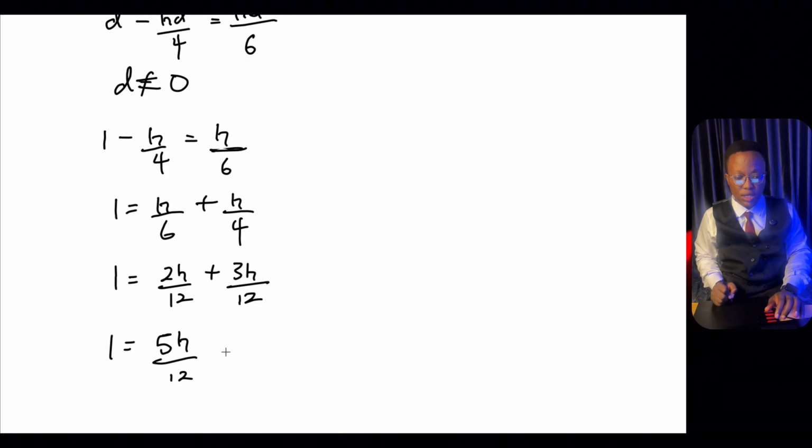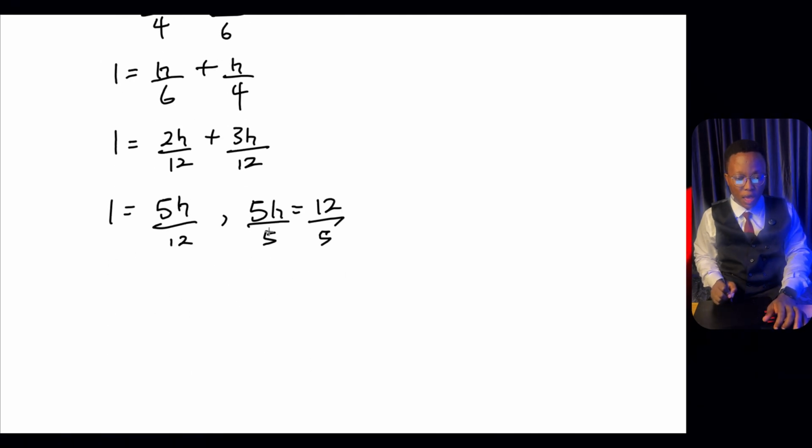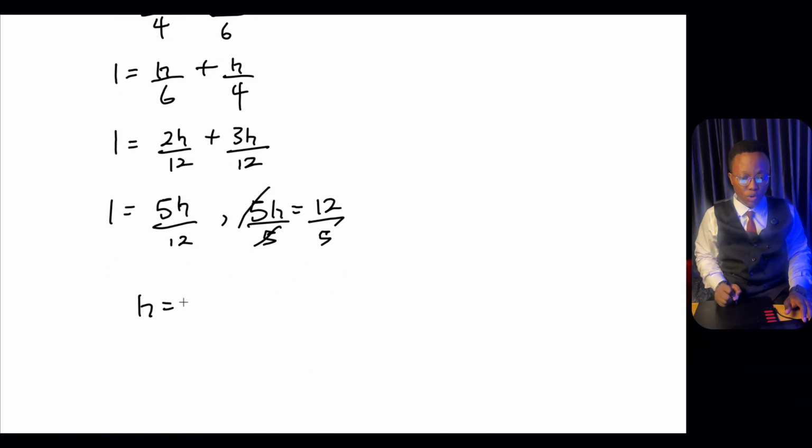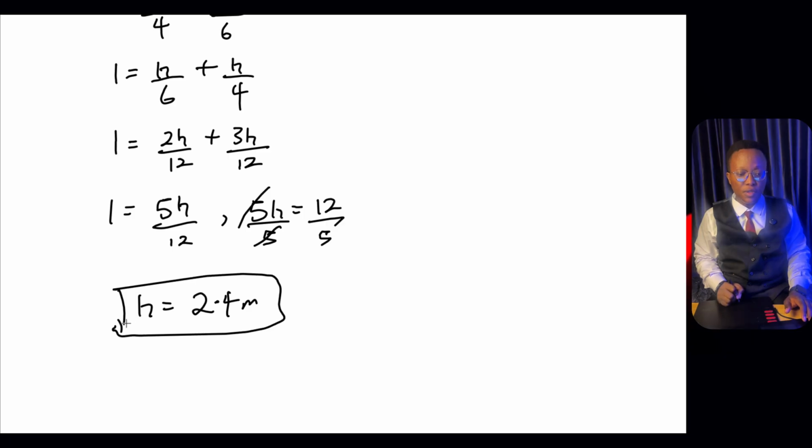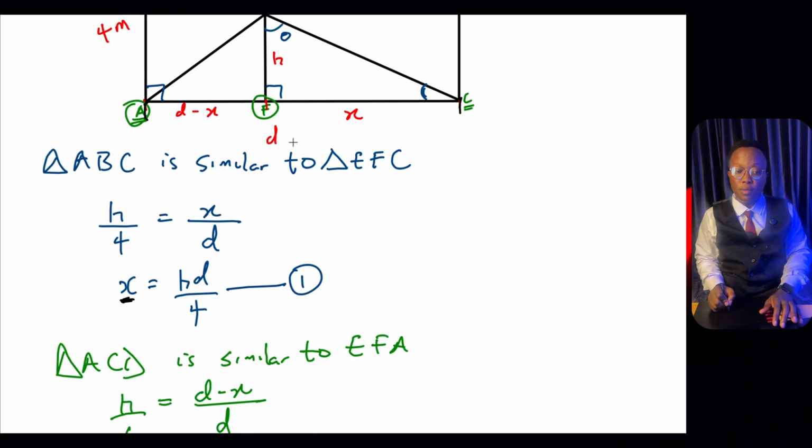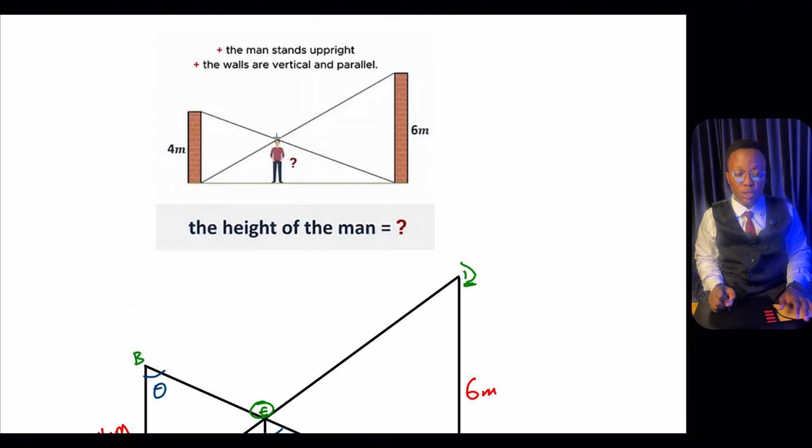And then we can say that 5h equals 12. If we divide through by 5, h will be equal to 2.4 meters. And that is the height of the man, the man standing between both walls.